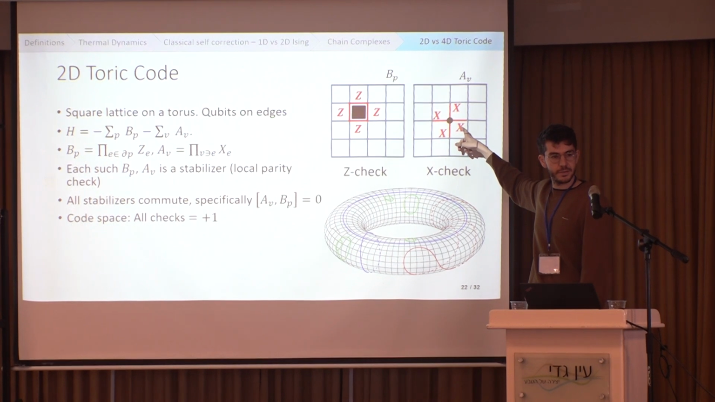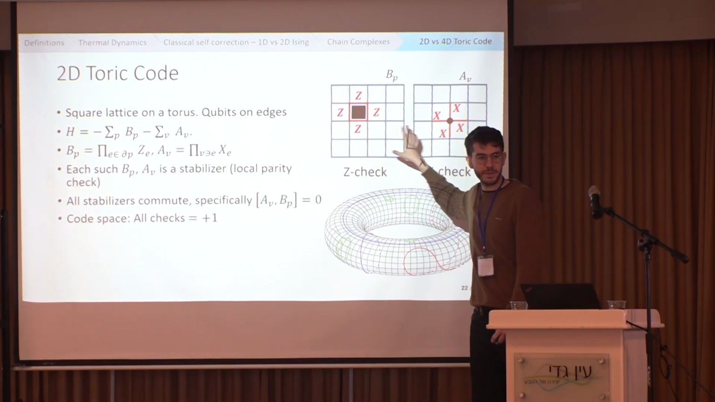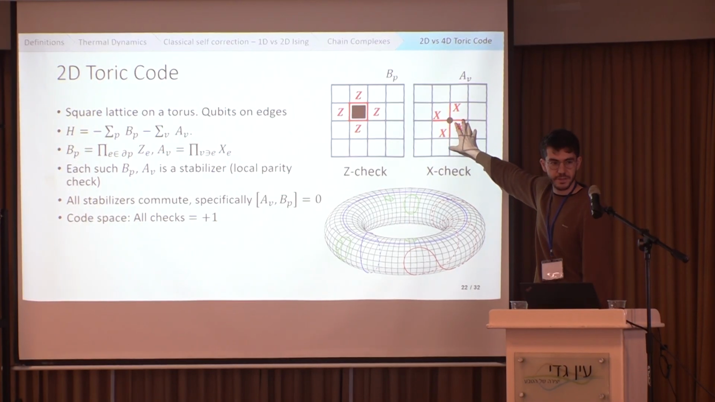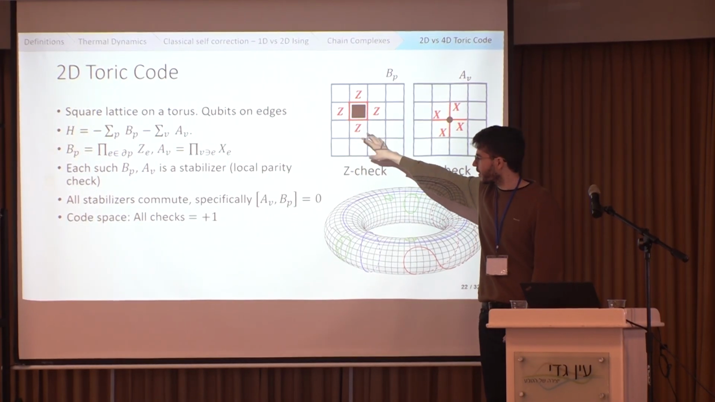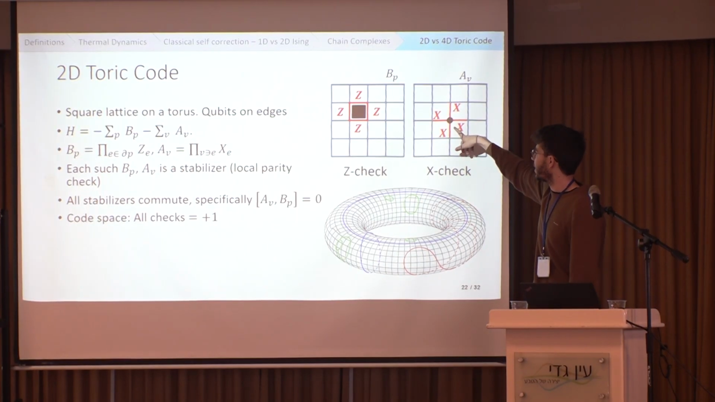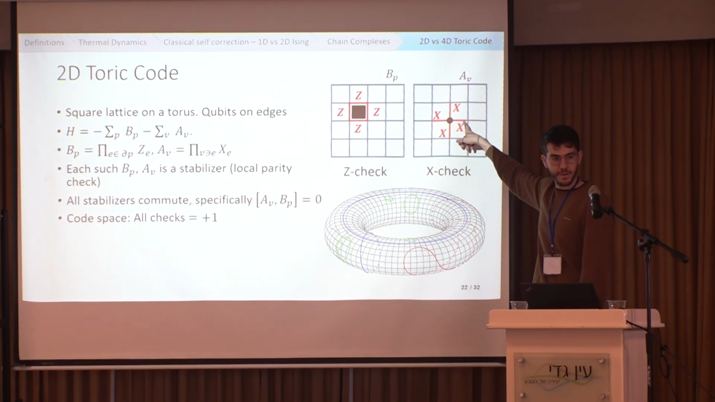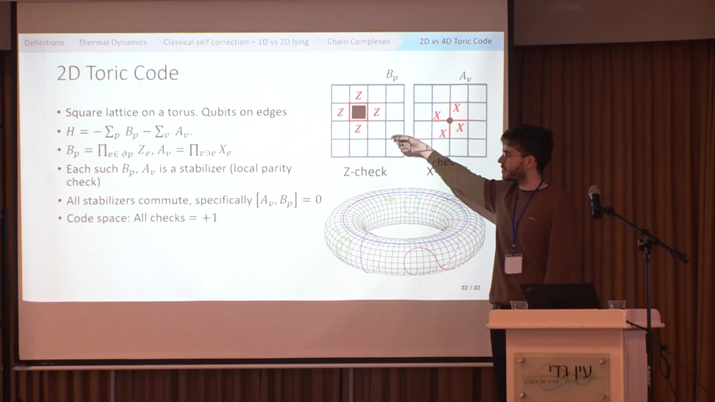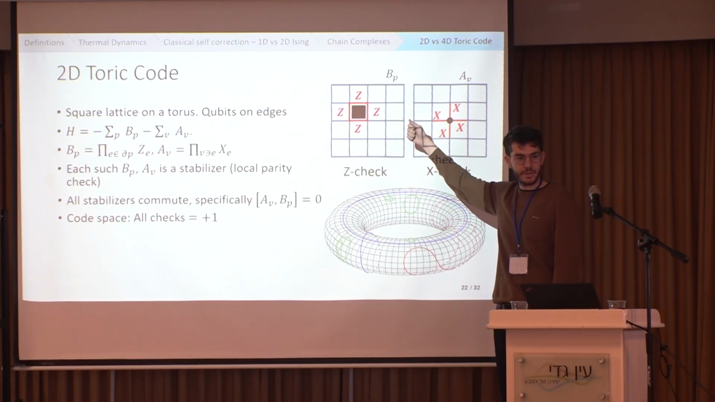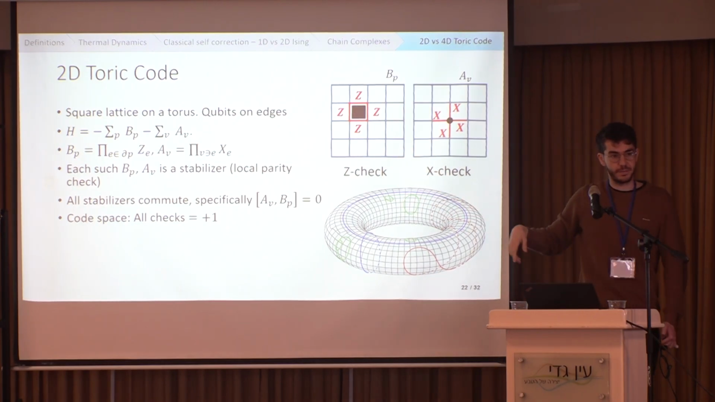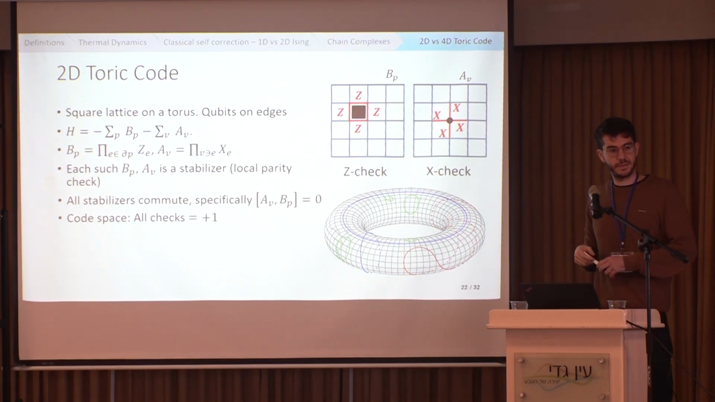Okay. Good. So we have two different terms in the Hamiltonian. The A terms, the X checks, and the B terms, which are the Z checks. We can think of them as the A's sitting on vertices, that's why it's A_V, and the B's sit on the plaquettes, that's why it's B_P. The qubits sit on the edge.